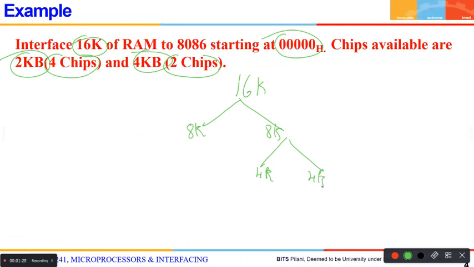You see here, 4K chips, 2 chips are available. That means whatever address range you have here, half will go for even addresses and half will go for odd addresses. Now, can you tell me what is the starting address for this? What is the ending address for this?